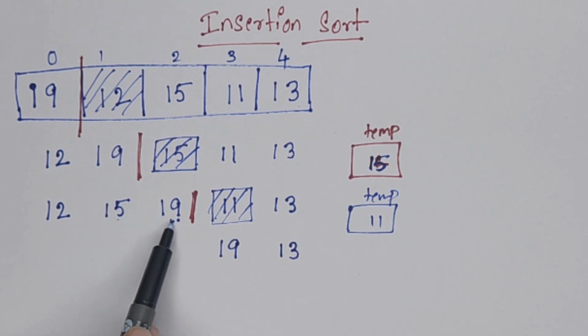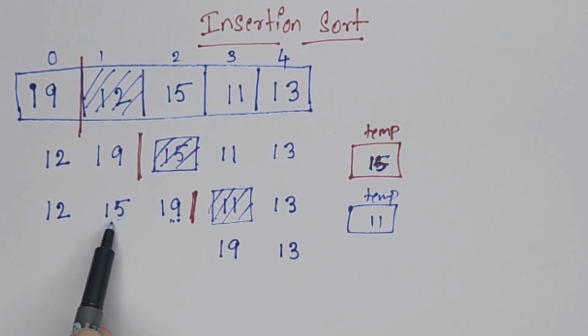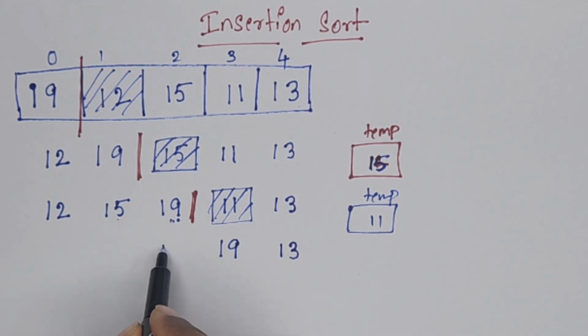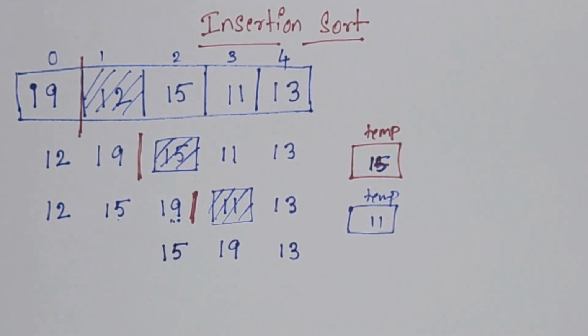Okay, next. Before 19, one more element is there, that is 15. 15 is greater than 11. Yes, 15 is also greater than 11. So next place we have to store it. Next place means it is at first position, we have to store it in the second position. 19 is at the second location, we have to store it in the third position. 13 is already in the fourth. We did not change the place of this 13 as it is in the fourth position only.